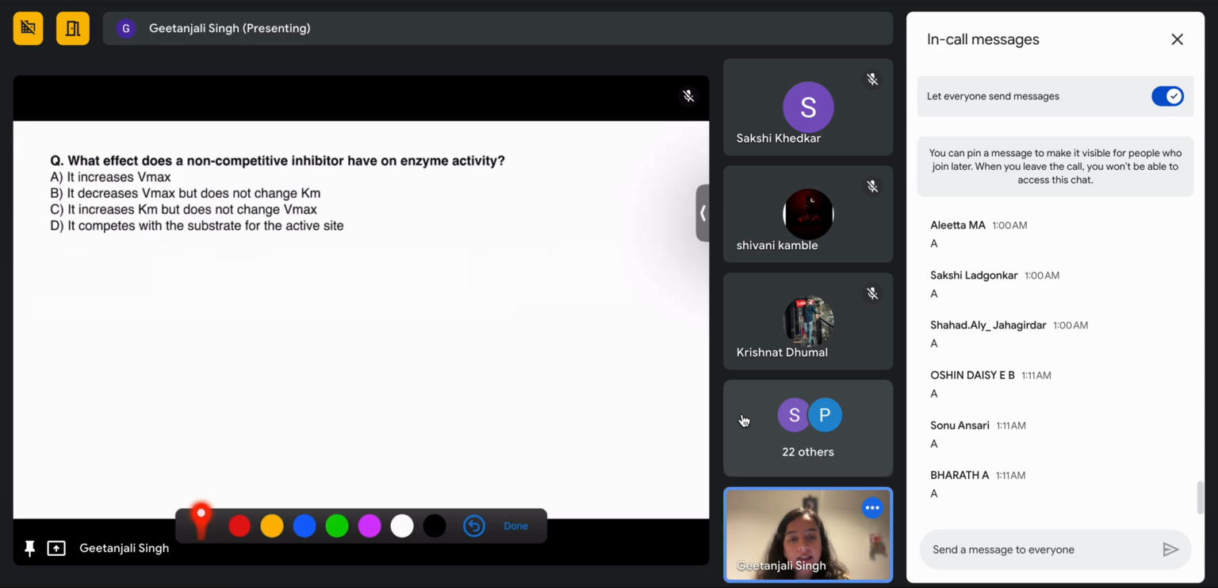A. It increases Vmax. B. It decreases Vmax but does not change Km, that is the Michaelis-Menten constant. C. It increases Km but does not change Vmax. D. It competes with the substrate for the active site.